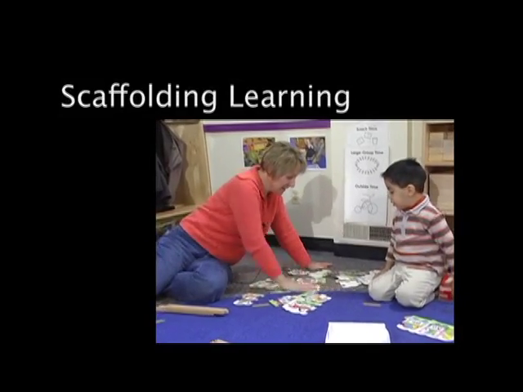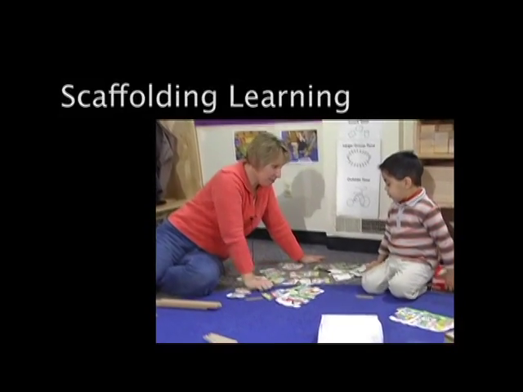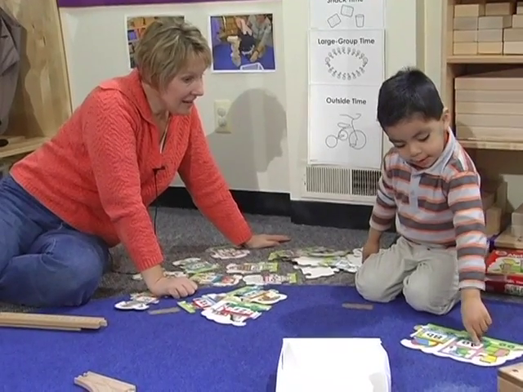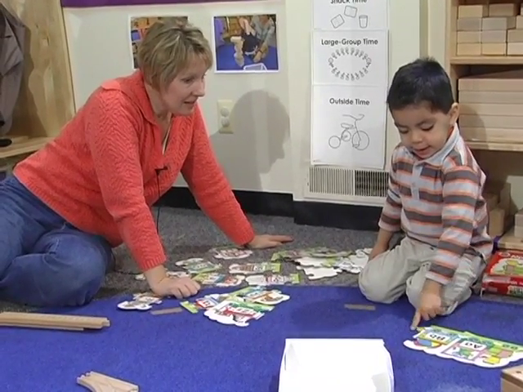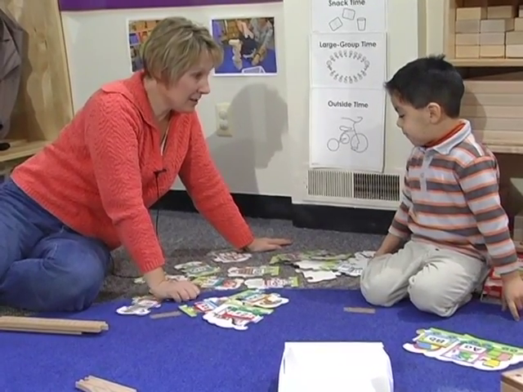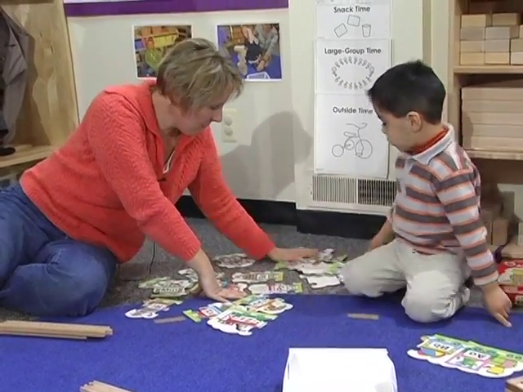Ball. A, B, C. C is next. Should we look on the box and see what we're looking for?